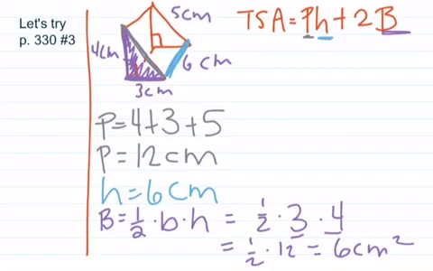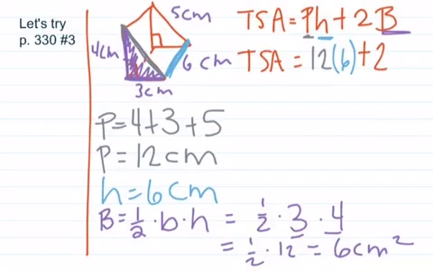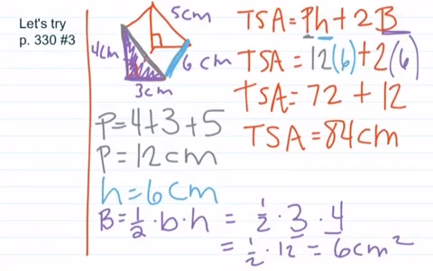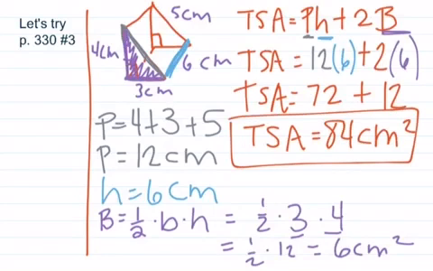So now we have all of our information. We're going to substitute it in. So perimeter is 12 times the height is 6 plus 2, our capital B, is 6. And then we just work through the problem. 12 times 6, 72, plus 2 times 6, 12, and we get total surface area 84 centimeters squared. Okay?